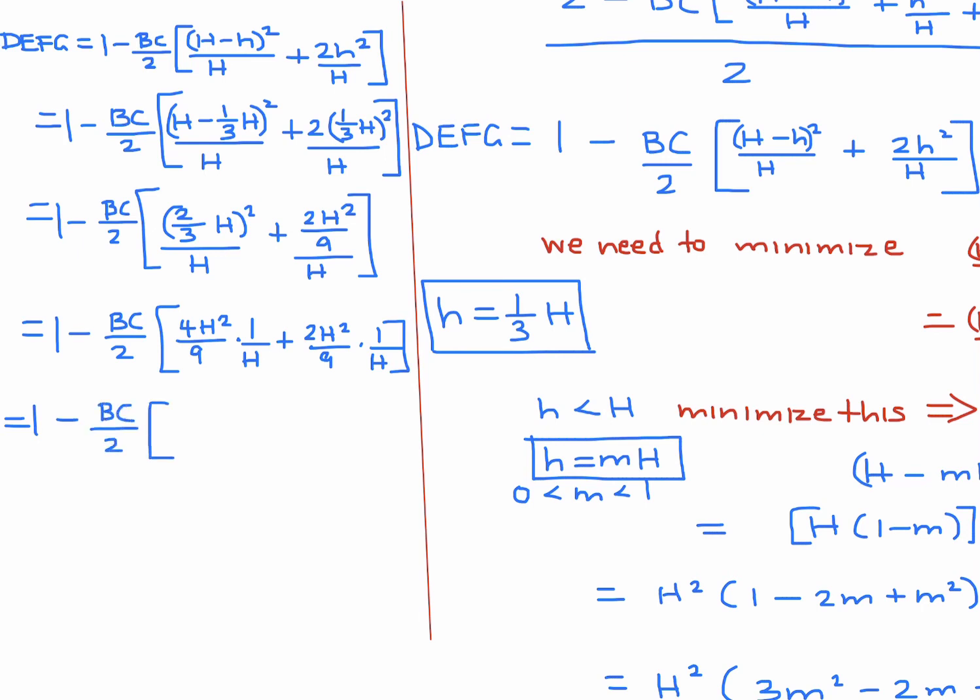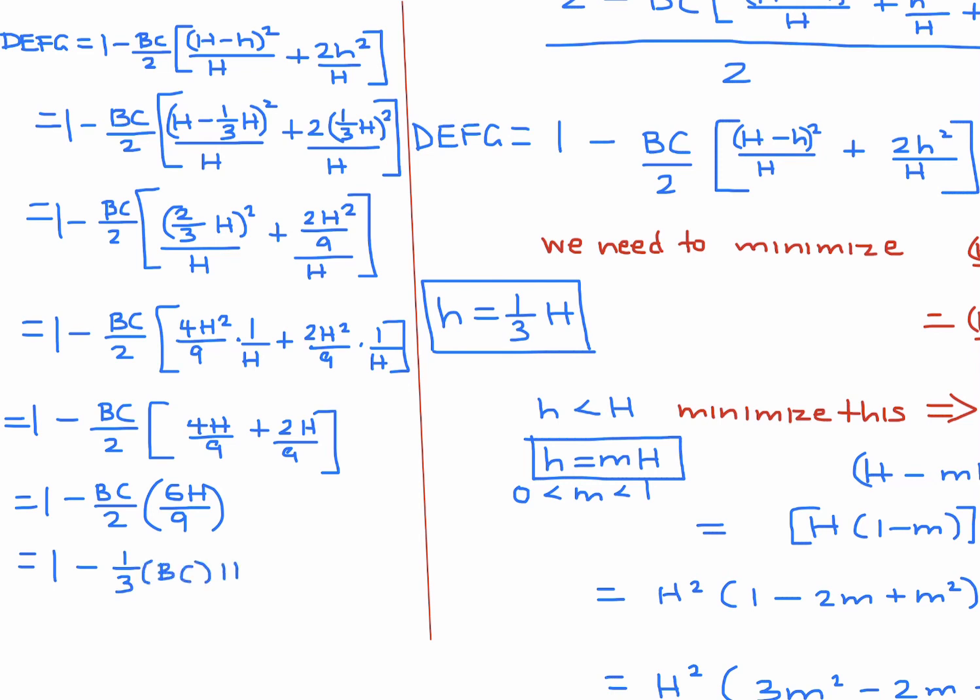In the brackets, that looks like the H's will cancel, at least one of them, so you're just left with 4H over 9 plus 2H over 9. And then this looks like 1 minus BC over 2, 6H over 9, like that. And if you put everything together, this becomes 1 minus (3 over 9, which is 1/3) times BC times H.